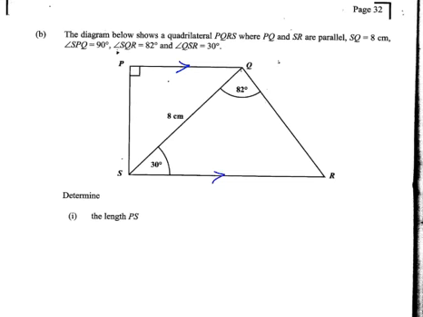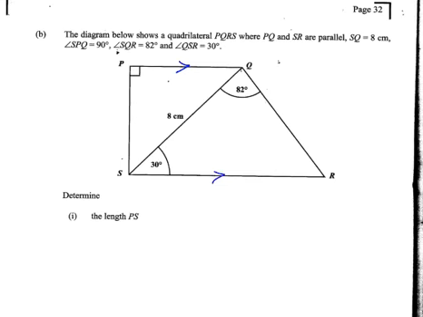SQ is equal to 8 centimeters. Angle SPQ is equal to 90 degrees. Angle XQR is equal to 82 degrees. And angle QSR is equal to 30 degrees. We're to determine the length PS. All right, so let's call PS x.